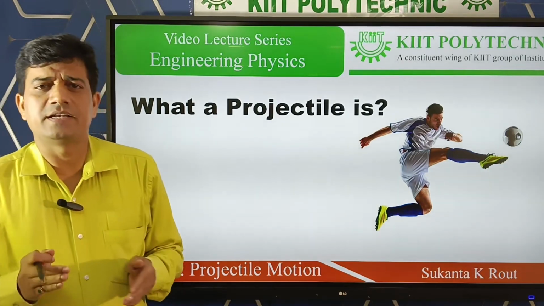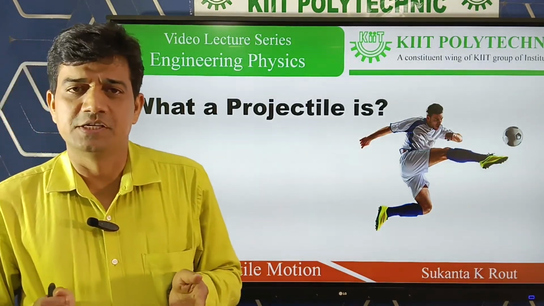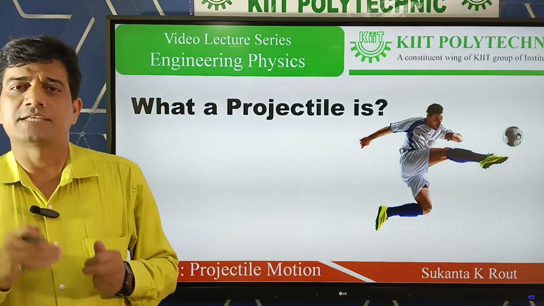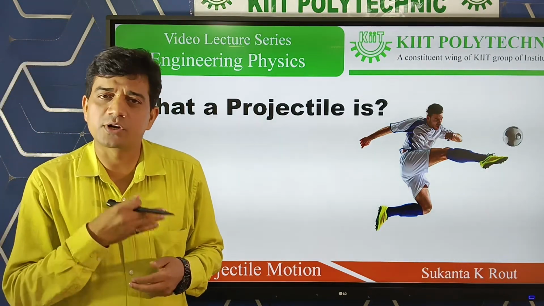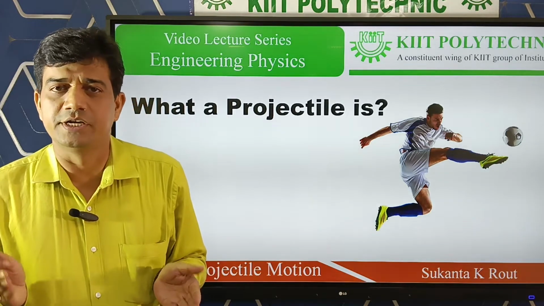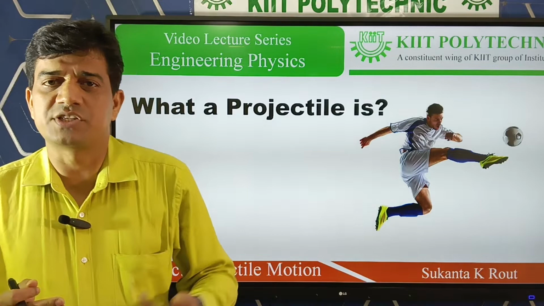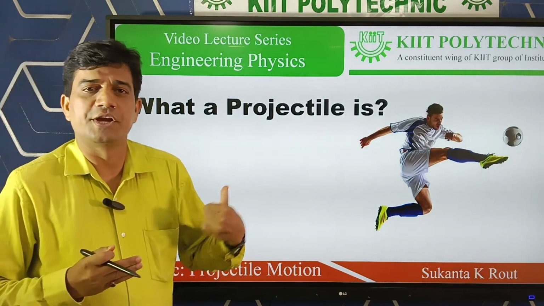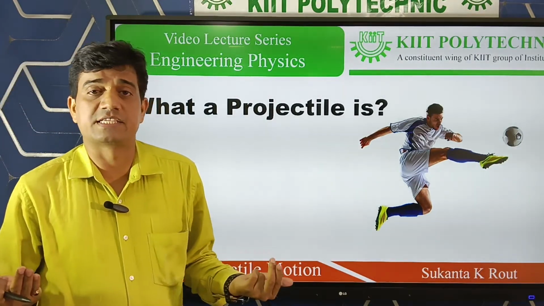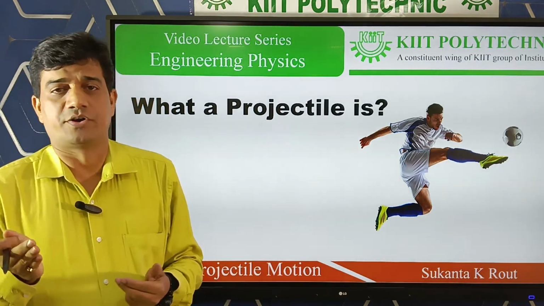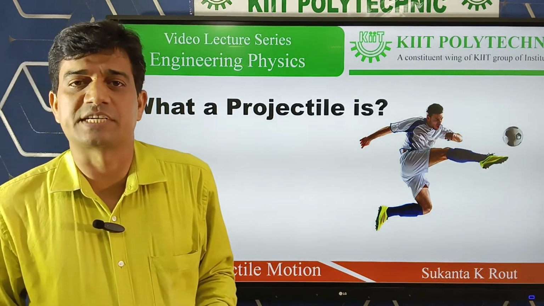So a projectile is nothing but a body which is given some initial velocity, but as it moves, there is no further supply of energy to it. It moves only under the action of gravity. You can see a player kicked a football. It will be an example of a projectile. Similarly, if a bullet is fired from a gun, that is also considered a projectile.